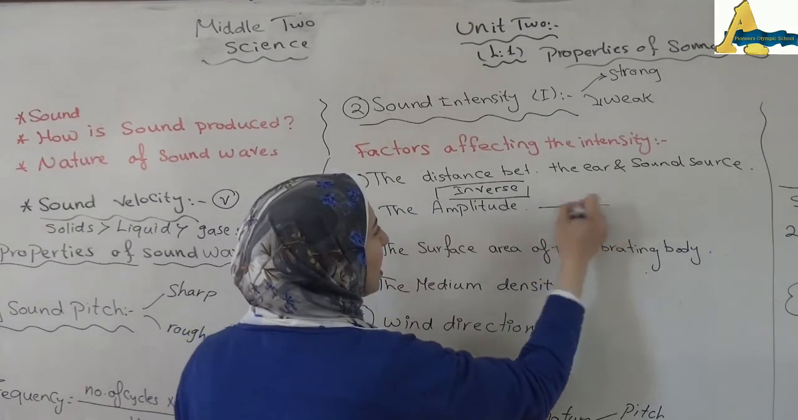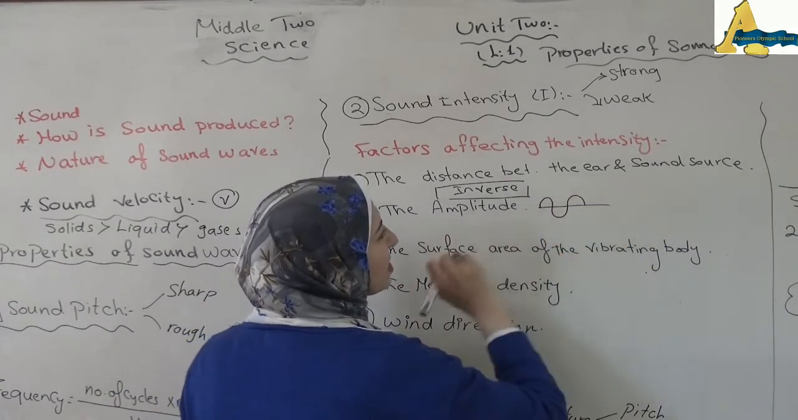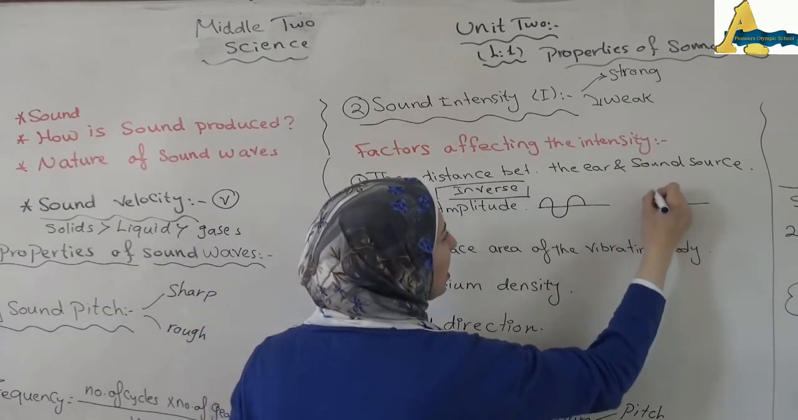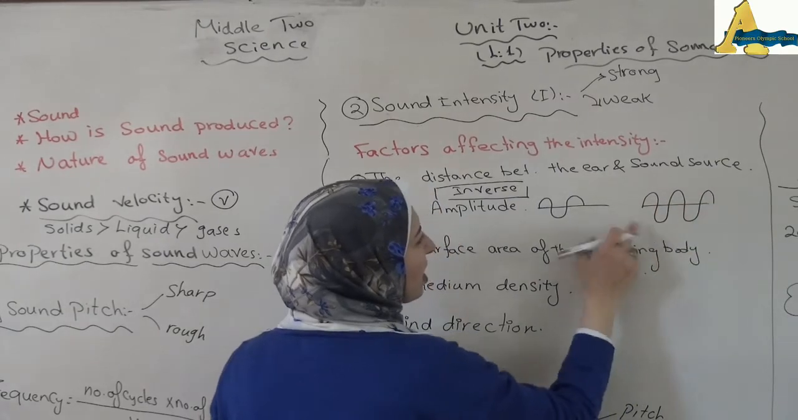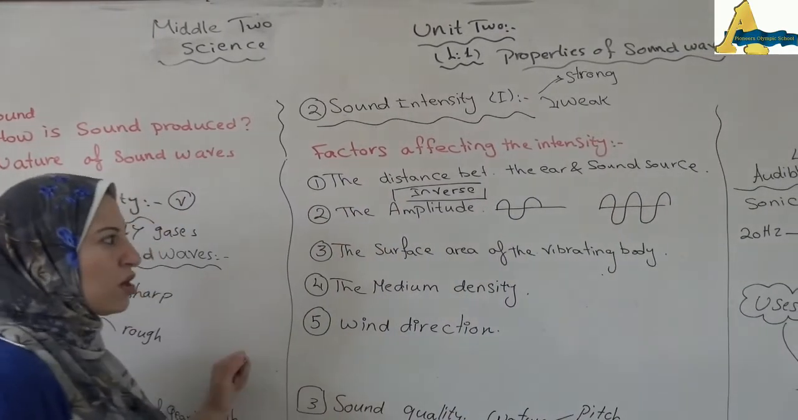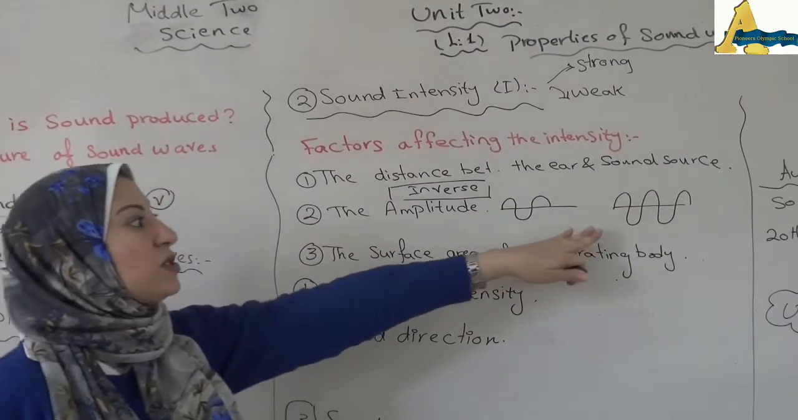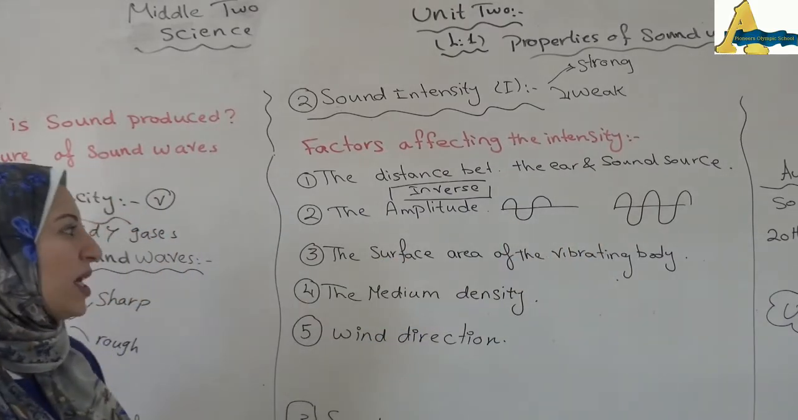If I'd like to give an example here, I have two figures. This is the amplitude of the first figure, and this is the second one. By increasing the amplitude, the sound becomes stronger. So this one has strong sound, and this one has weak sound.